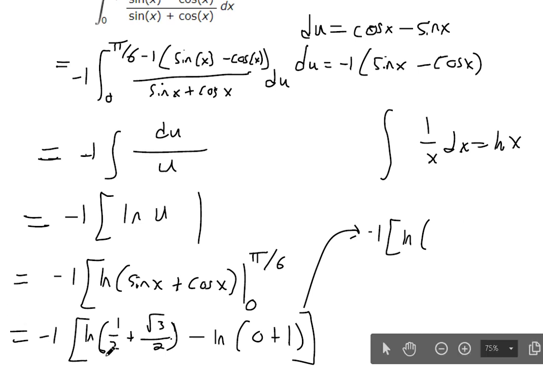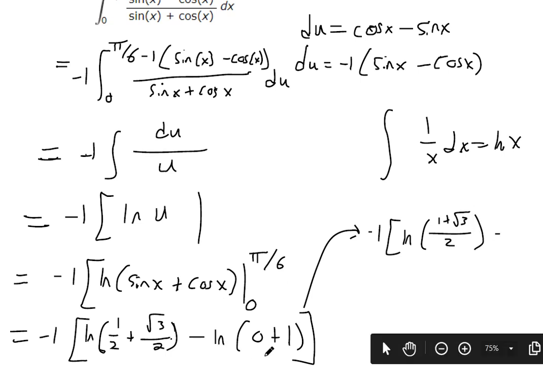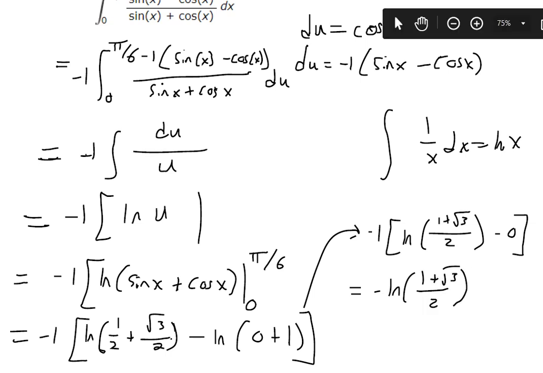So we can just combine because those have common denominators. This is 1 plus the square root of 3 over 2. And then natural log of 1 is just going to be 0, right? What power do you raise e to make it equal 1? That's just 0, so that simplifies a bit. And then you can distribute the negative sign, so this is negative natural log of 1 plus square root of 3 over 2.